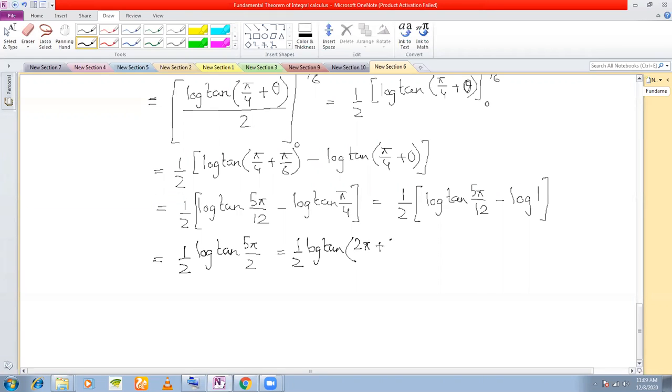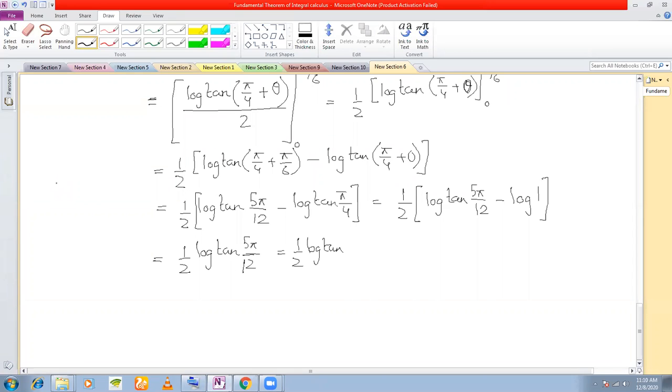2 pi plus pi by 2. Can it be written or not? Yes, sir. So how much is this? 5 pi by 12, not 2. Okay, so now 5 pi by 12, how can you break it? No, 5 pi by 12 cannot be broken further.